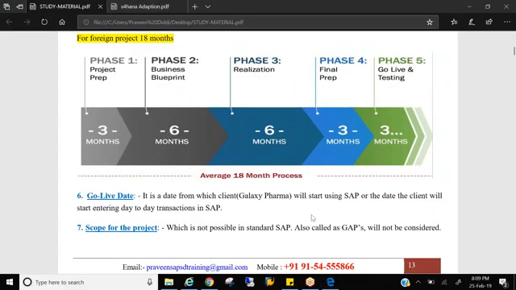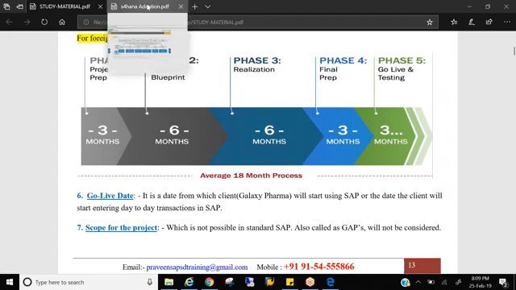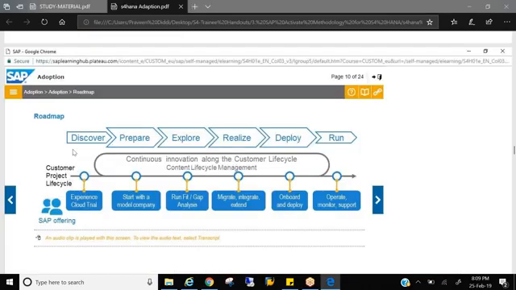So taking all this into account, SAP has brought the Activate methodology, which runs on the Scrum model. That is, part by part, piece by piece, we'll do it. Because let me tell you one thing here, I'll explain it with a process.